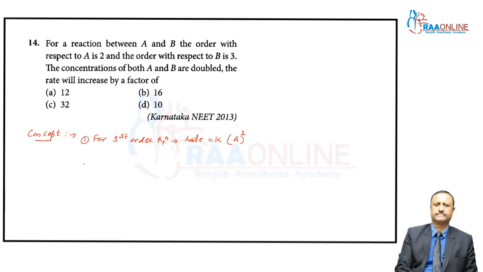Now we can see for second order reaction, rate is equal to K A to the power 2. My dear students, when you double the concentration, 2 twos are 4. If you double the concentration, then rate increases by 4 times, means 4R, because it is a second order reaction, A to the power 2. Double the concentration of A, 2 twos are 4, rate is increased by 4 times.